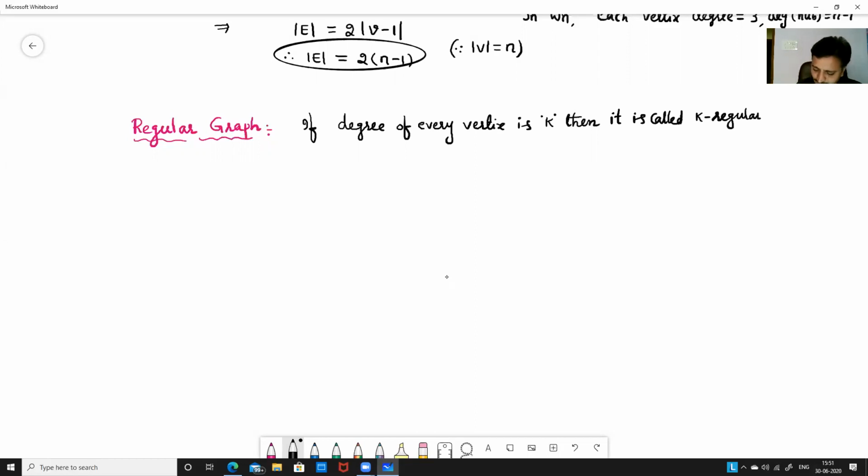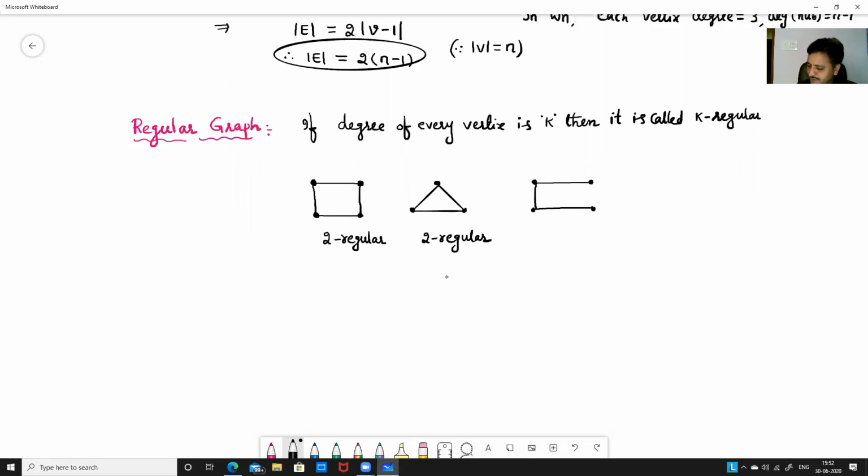Let me take a quick example. Suppose here the degree of every vertex is 2. Therefore, we can say it is a 2 regular graph. Here the degree of every vertex is also 2. Therefore, we can call it a 2 regular graph. And I can take another where the degree of every vertex is 3, which is a 3 regular graph.